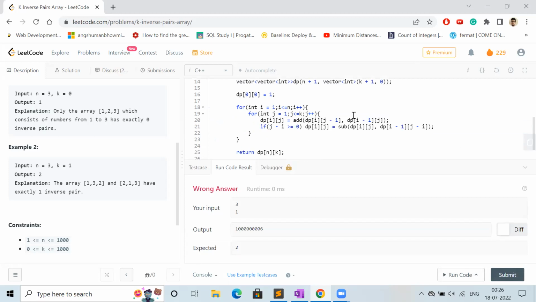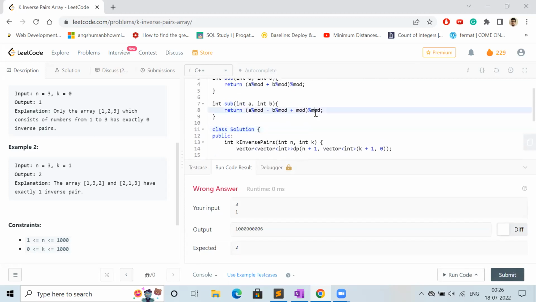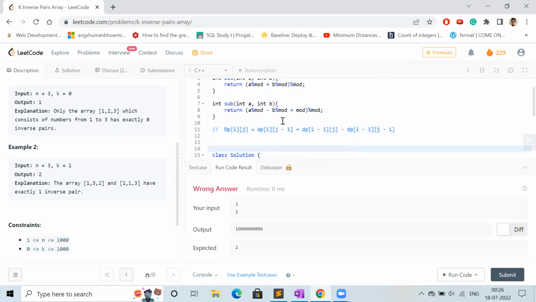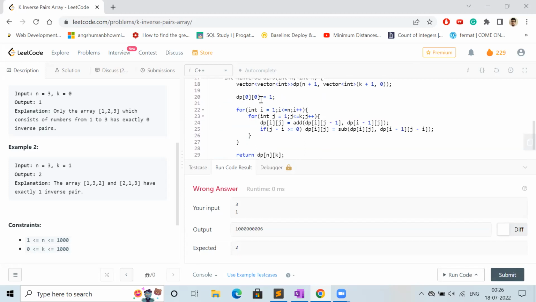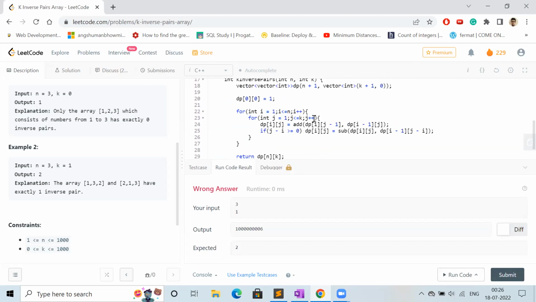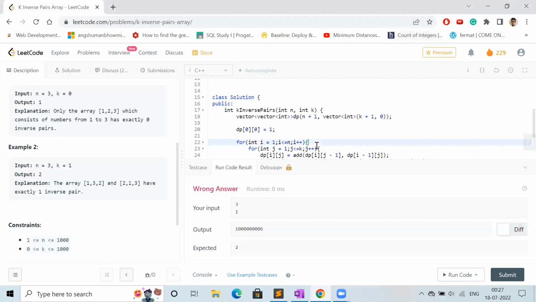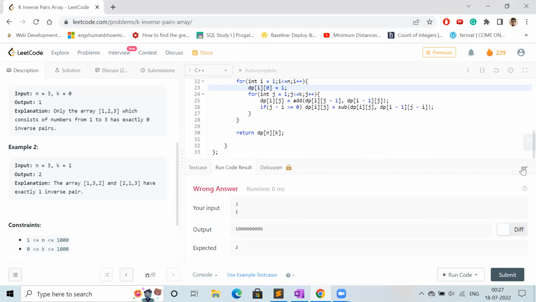It's getting wrong answer. Let's try to figure it out. What's wrong in here? Okay, I see what mistake we made here. Because having 0 inversions, there is always a base case. So we missed a base case here.